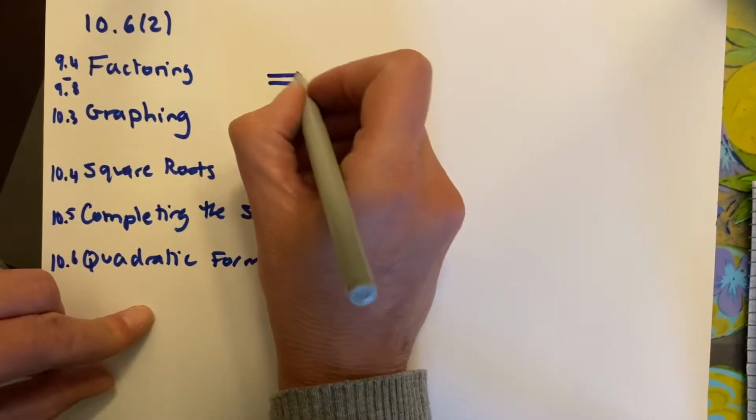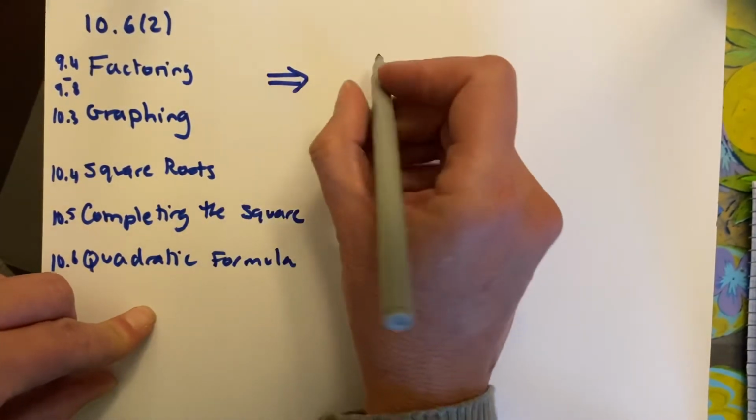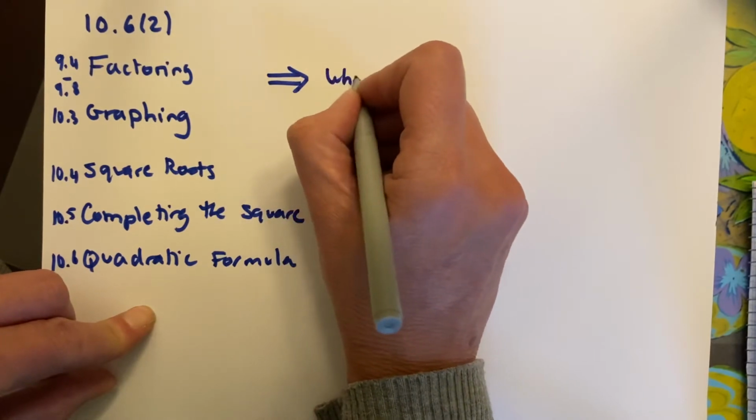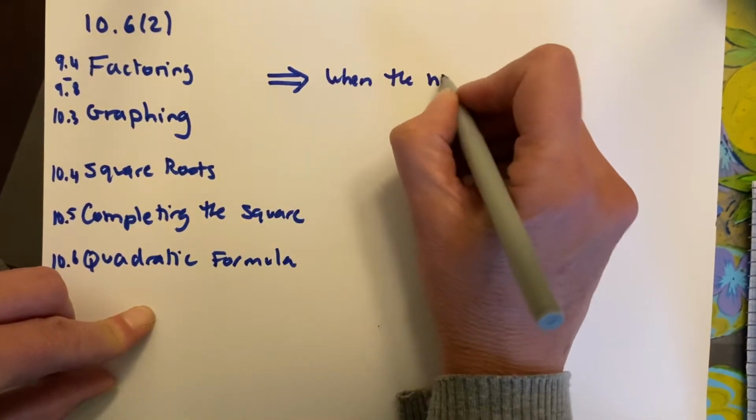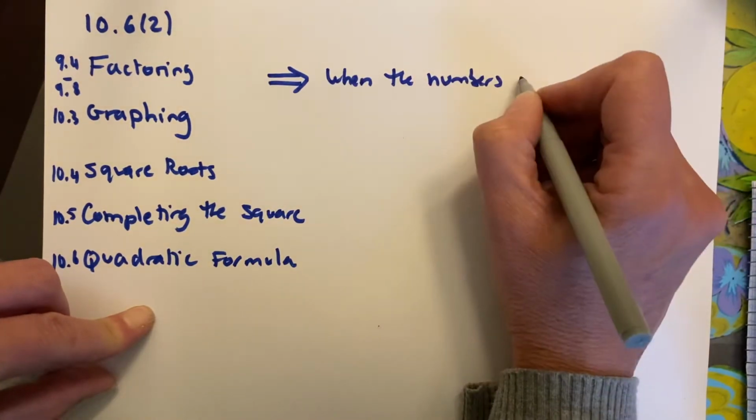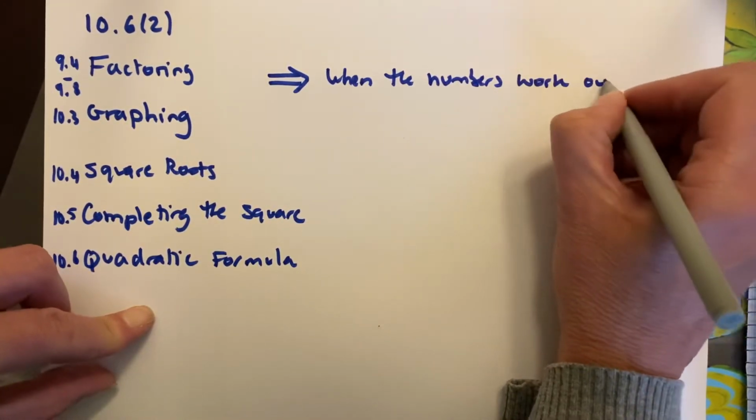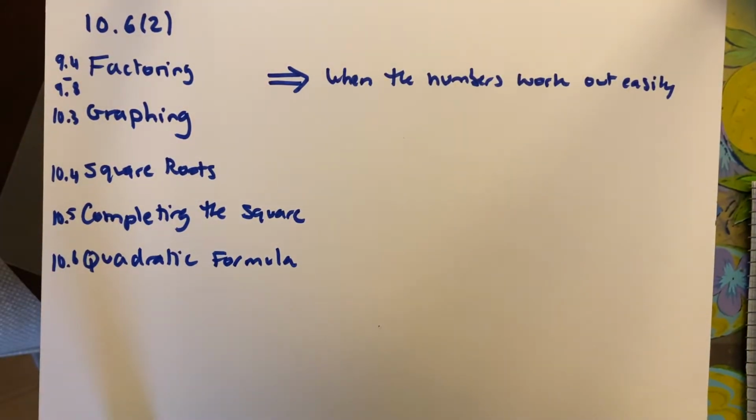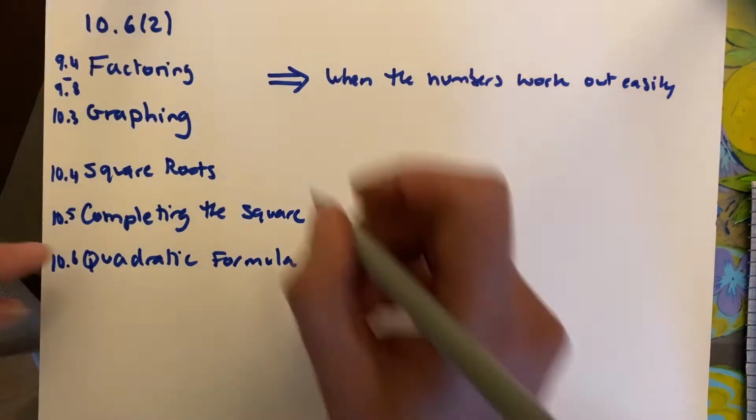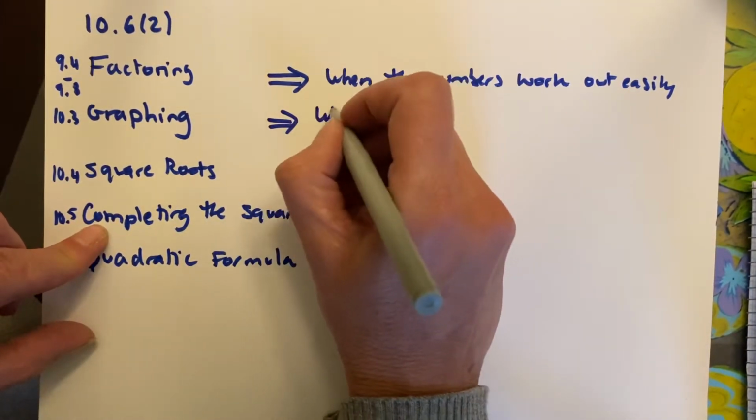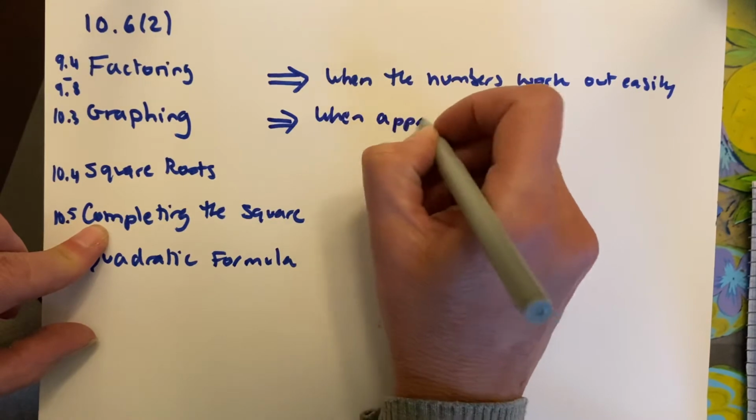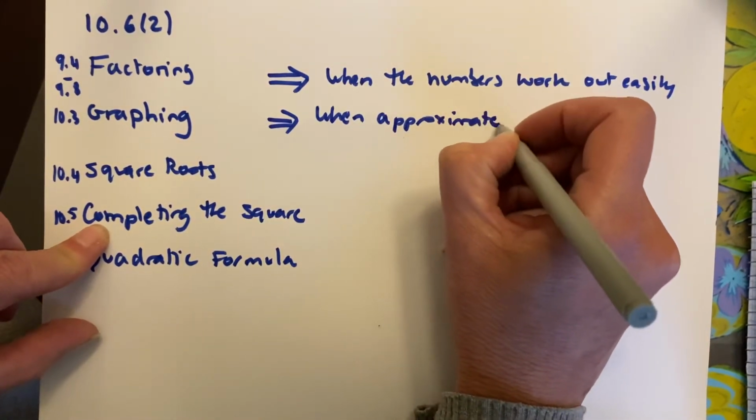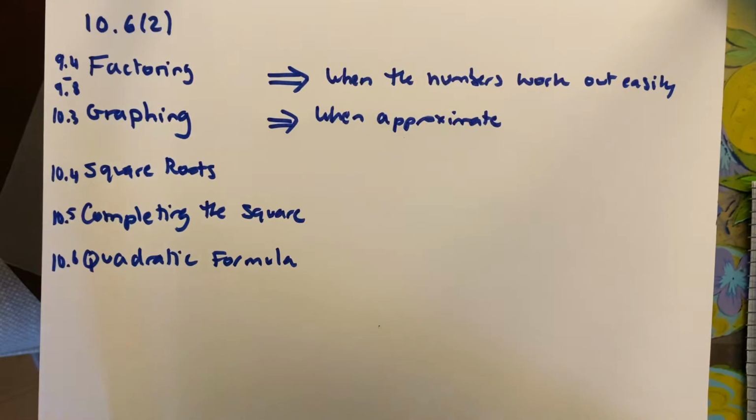Well, you know the answer, because if you just apply some logic, you know when the numbers work out easily, right? When you can see that they factor easily, use that. Some has to do with how good you are with your multiplication tables, because some people can see it more clearly, but factoring is wonderful if you can see that. Graphing is when approximate solutions are acceptable. In other words, you just want to get a bird's eye view, okay?